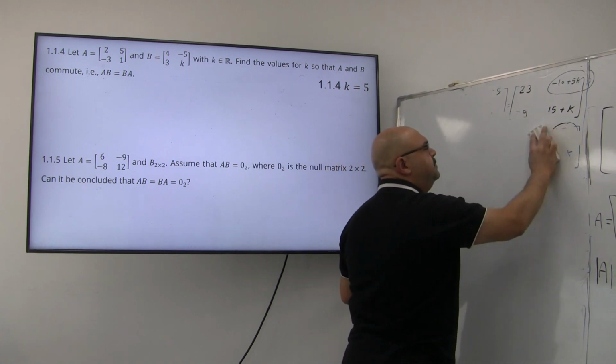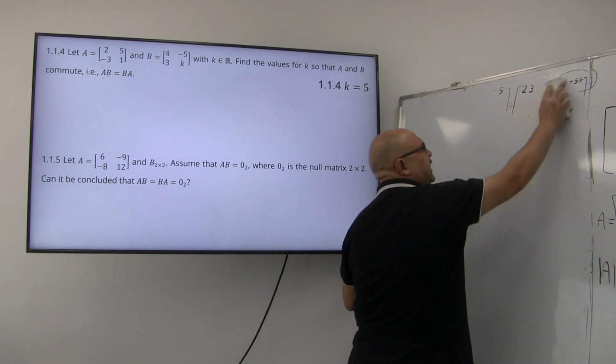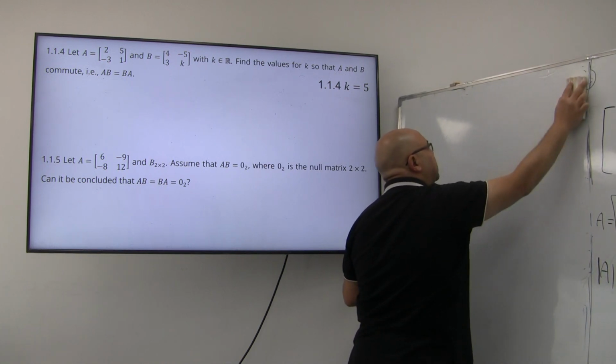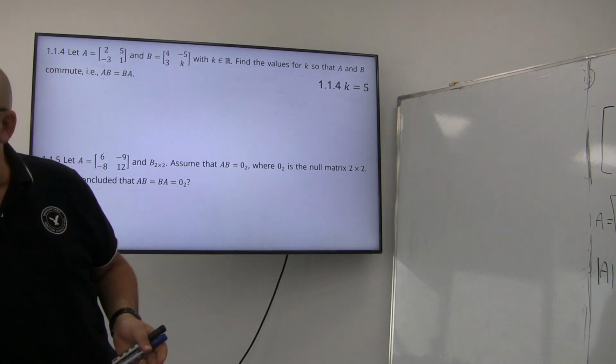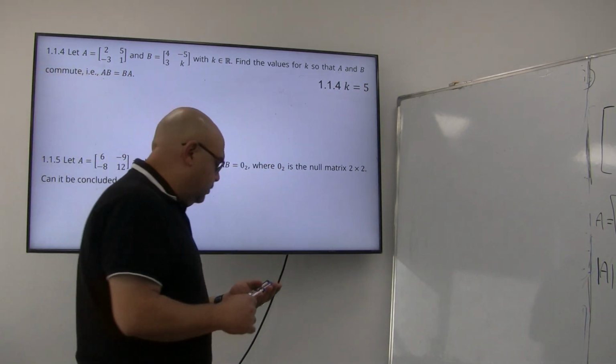What do you know about this matrix, please? What exactly do you know about matrix B? It's a square matrix, 2 by 2. Did I give you any special case or special recommendation about it?